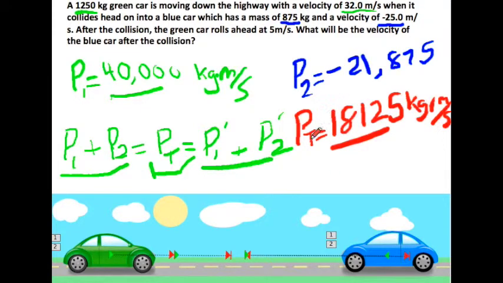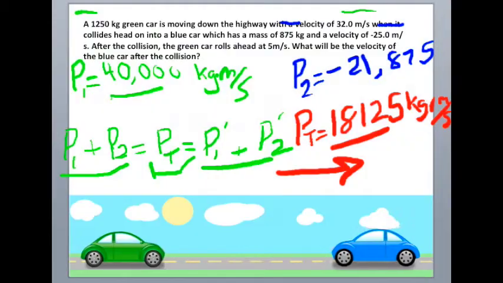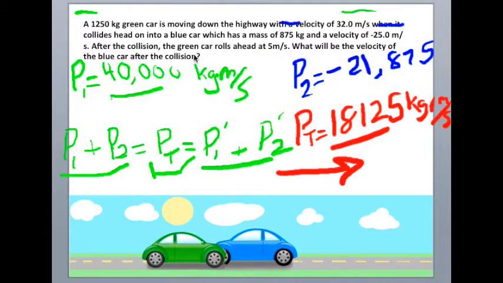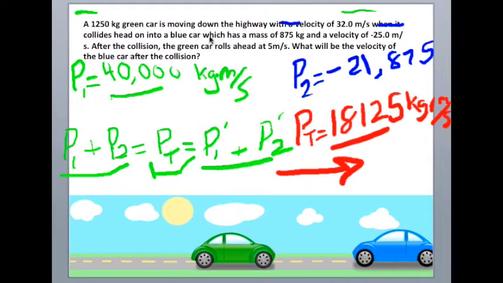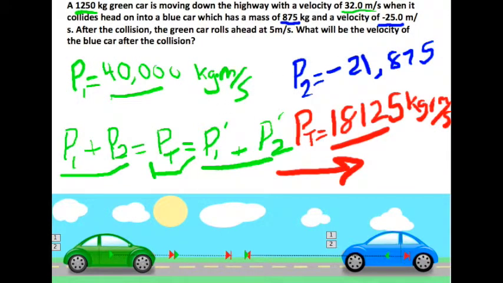That means that the velocity of both vehicles more than likely will be carrying in this direction, for the 18,125. So now I know once again that these vehicles are going to be coming at each other, and then they're going to roll back. So I see that after the collision, the green car rolls ahead at 5 meters per second. What will be the velocity of the blue car after the collision?